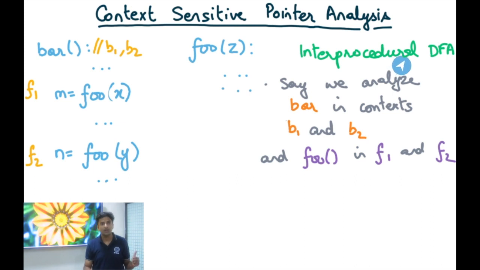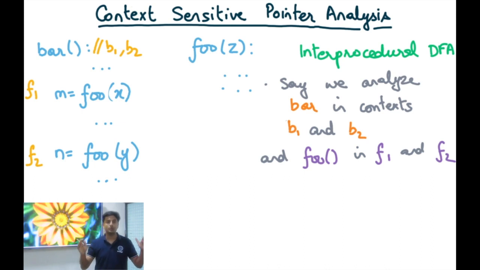So when we do a context-sensitive pointer analysis, firstly it's an inter-procedural data flow analysis, and we analyze each function in the context that it occurs in. So for example, bar is analyzed in context b1 and b2, as we said, and foo is analyzed in context f1 and f2. Now notice that if I look at depth 2 call context, then there are 4 different combinations in which you could analyze foo. For example, b1 f1, b1 f2, b2 f1, b2 f2.